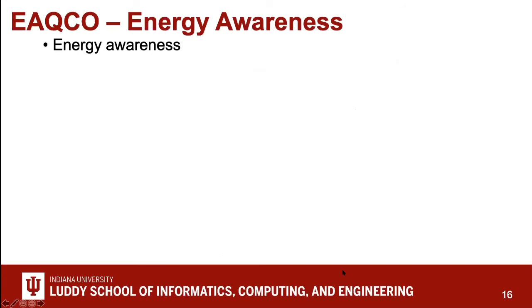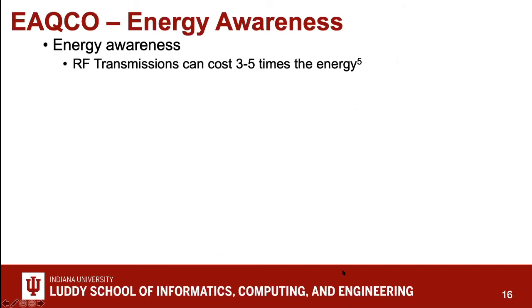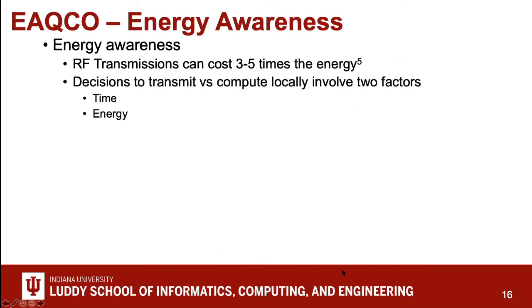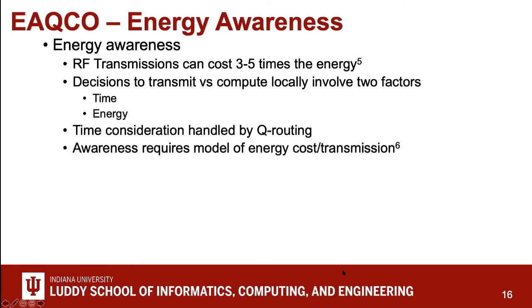So as I mentioned earlier, our algorithm includes energy awareness. As we know, RF transmissions can cost 3 to 5 times the energy of all the other functions combined. So minimizing the amount of transmissions is ideal. So the decisions to transmit versus compute locally include 2 factors: the time it takes, which we've covered with the queue routing algorithm, and then the energy it costs.